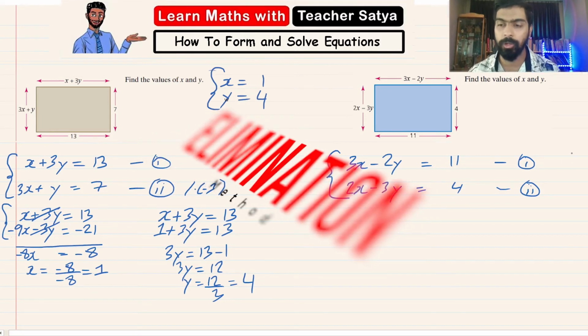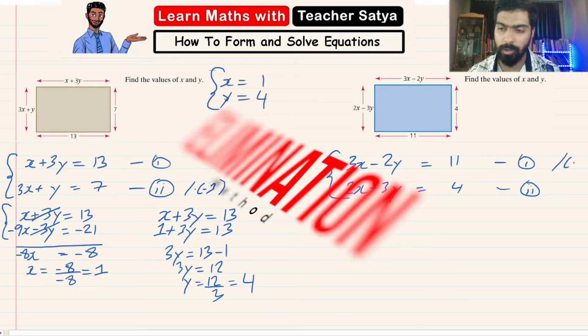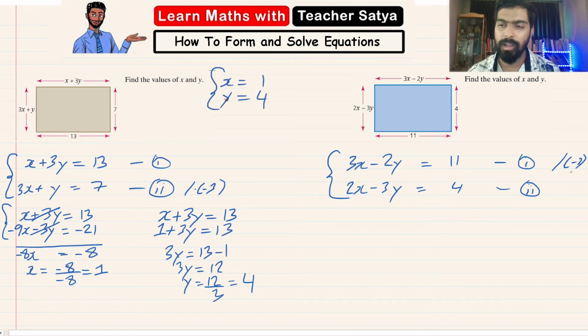So what I'm going to do is multiply the top one by -3, and multiply the bottom one by 2. Alright guys, the reason I did that again is to get rid of y. So what we're aiming for is for one of the variables to have opposite signs, right? So they can cancel each other. So let's go and multiply it.